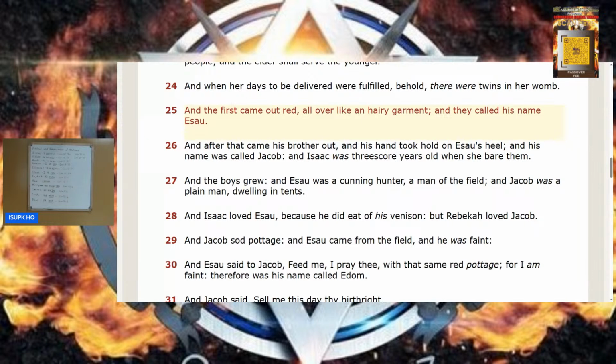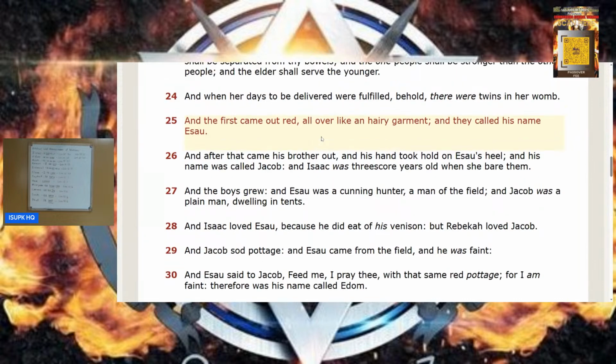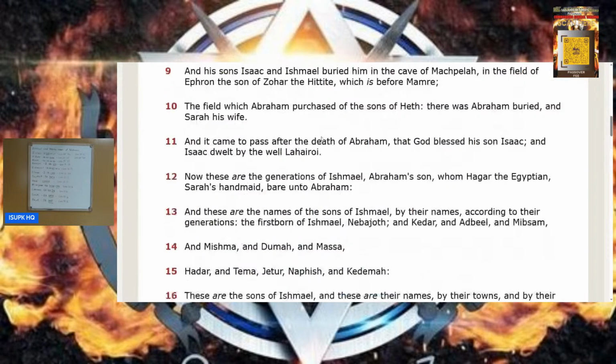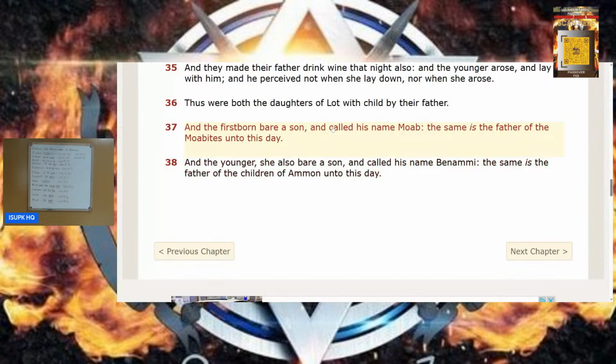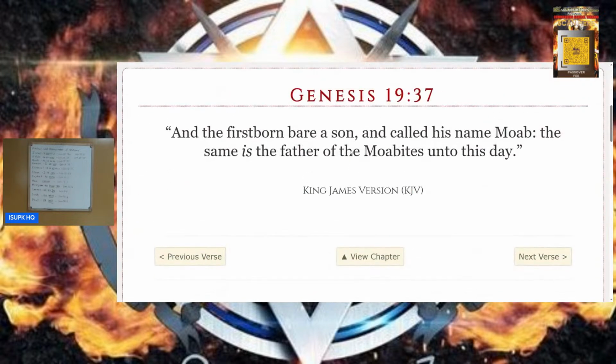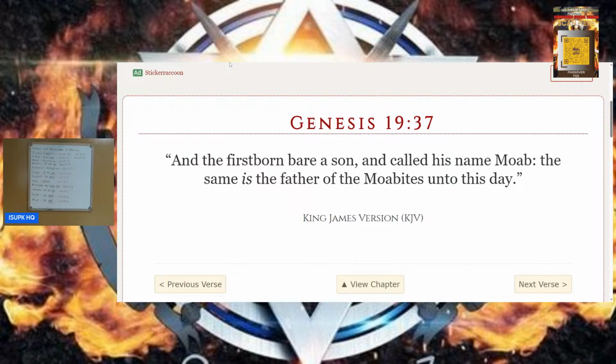Next, we're going to go to Moab, and that was in Genesis 19, verse 37. So Genesis 19, verse 37. And Genesis 19:37 reads, "And the firstborn bare a son, and called his name Moab. The same is the father of the Moabites unto this day." So let's look for this now in the Hebrew.